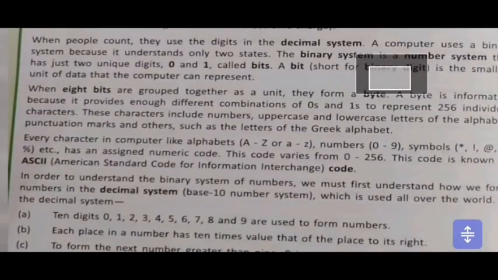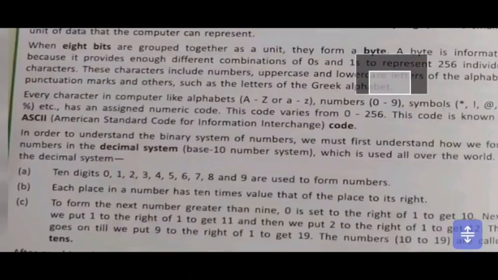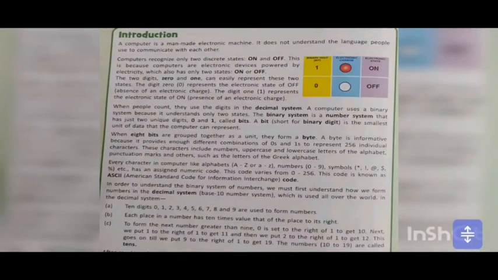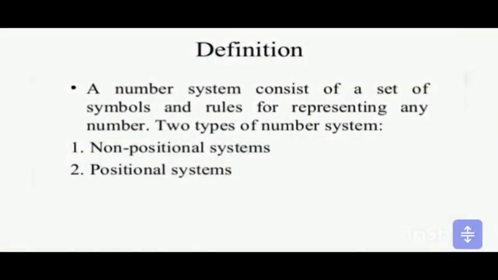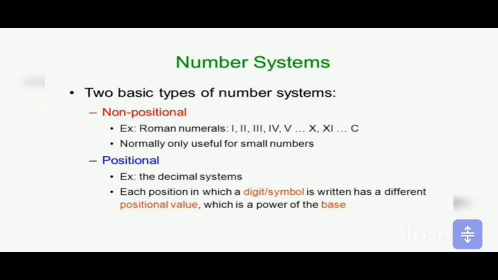Now, in the number system, there are 4 points which we can discuss in this session. The number system consists of two basic types, that is non-positional number system and positional number system. A number system consists of a set of symbols and rules for representing any number. There are two parts, non-positional and positional. The non-positional form represents the Roman numerals, and normally it is useful for small calculations or small numbers.